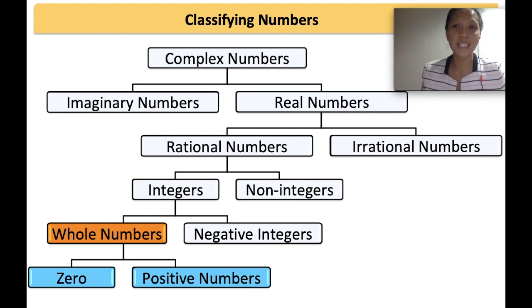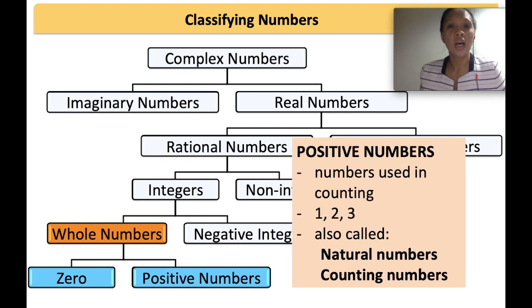So, ang whole numbers natin, included dyan ang zero and positive numbers. So, yung positive numbers natin are also called natural numbers or counting numbers. So, take note na pag sinabi natin counting numbers, we start at 1. Hindi included ang 0. So, our positive numbers by definition are numbers that we used in counting. So, we have 1, 2, 3, 4, 5, and so on.